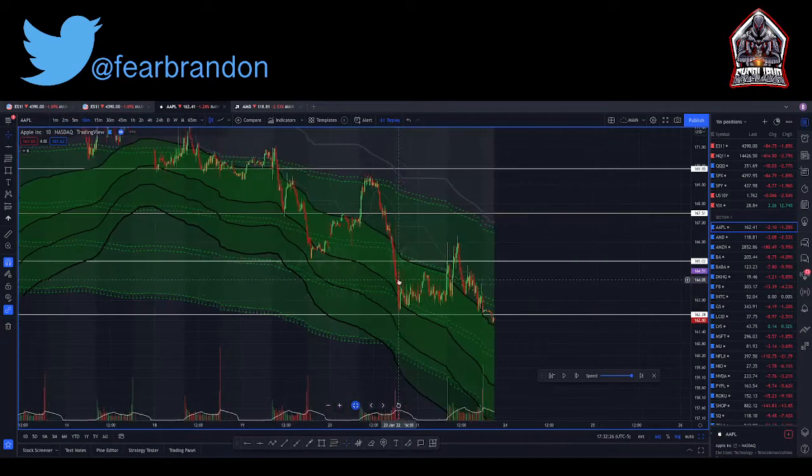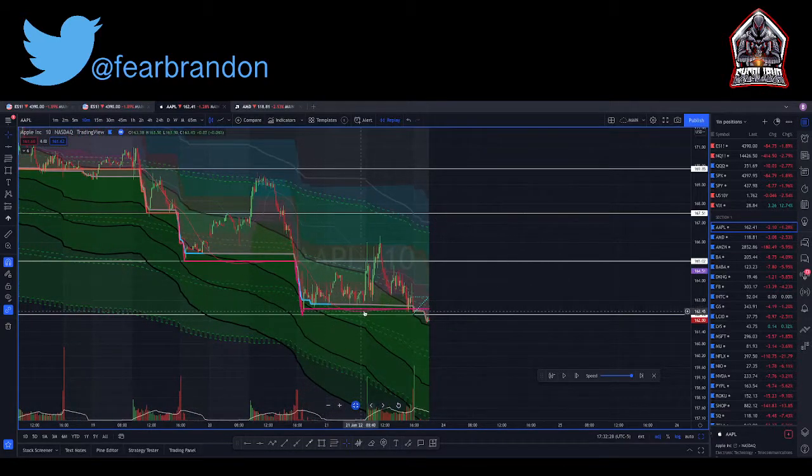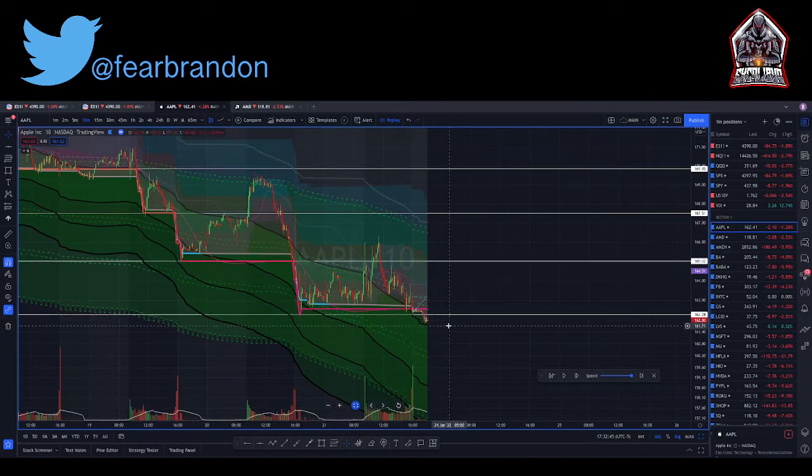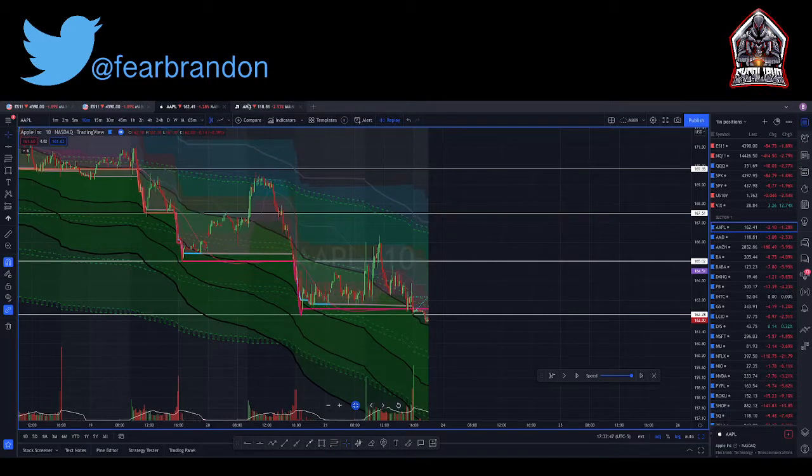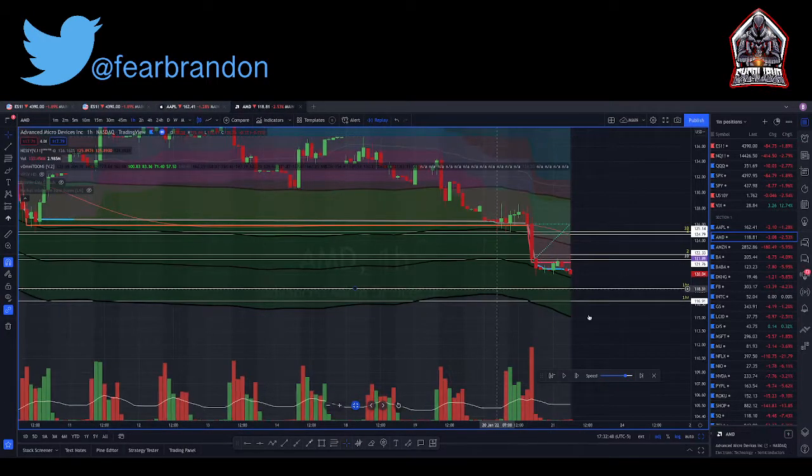Looking at the 10-minute, see how that played out. We did stay below and we did bounce off of it once. You could have taken a quick long right here from 162.55 to 163.93. That would have been a quick little play, but overall sentiment at that sell-off was selling, so that's how we did. But this is how AMD looked.